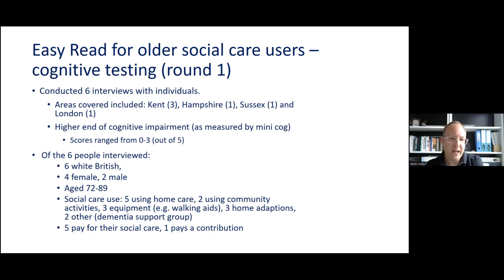So again, you've got sort of characteristics of the people that we've interviewed so far. Some things to work on here, particularly in sort of ethnic diversity, less self-funders and more people funded by the local authority. And again, participants probably more on the more mild to moderate end of cognitive impairment, what we want to try and recruit going forward.